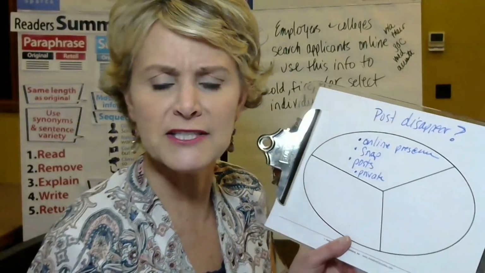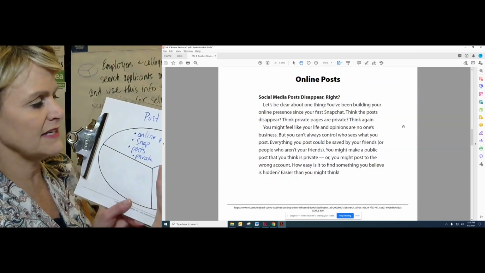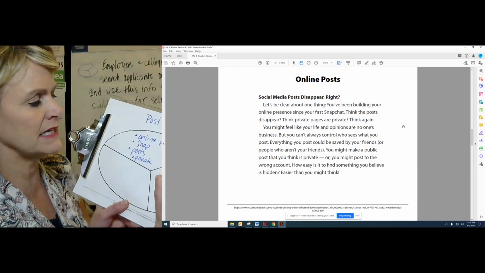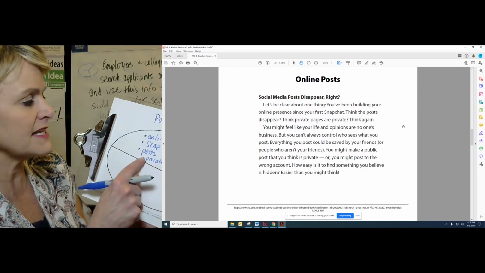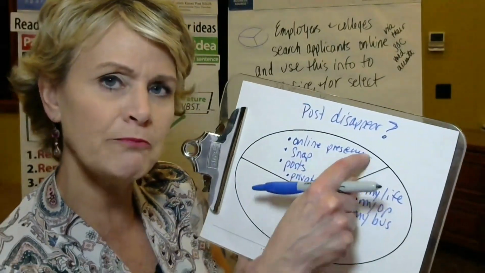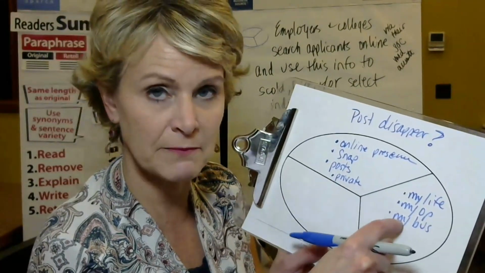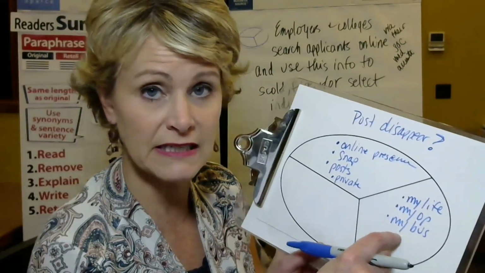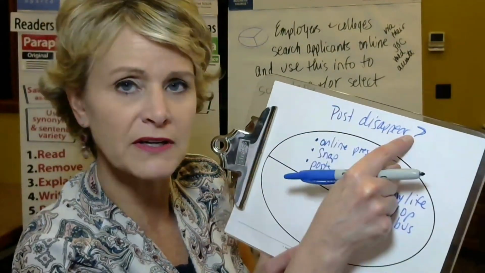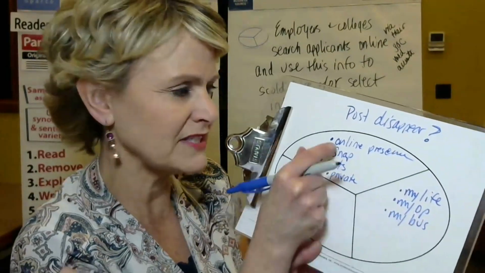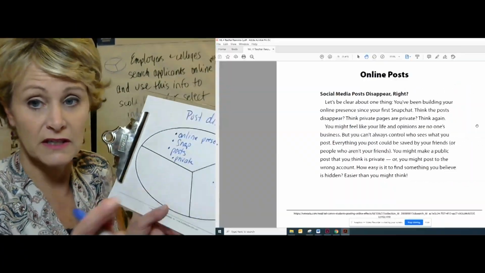Okay, let's keep going. Next paragraph. You might feel like your life and opinions are no one's business. All right, so my life, my opinions, my business. Okay. Well, why are you writing it over there? Because this was in general about posting. This is about my posting, specific posting, my thoughts, feelings, opinions, my life. Do you see how it's different? It all goes with this bigger category, but it's a facet, it's a supplement, so it goes over here. This was about in general. This is about personal.